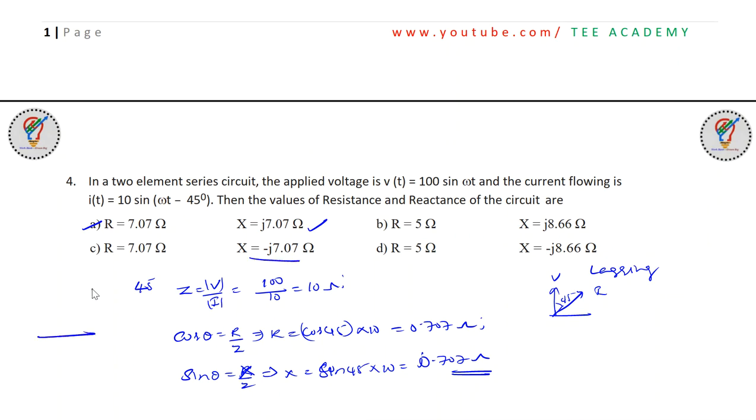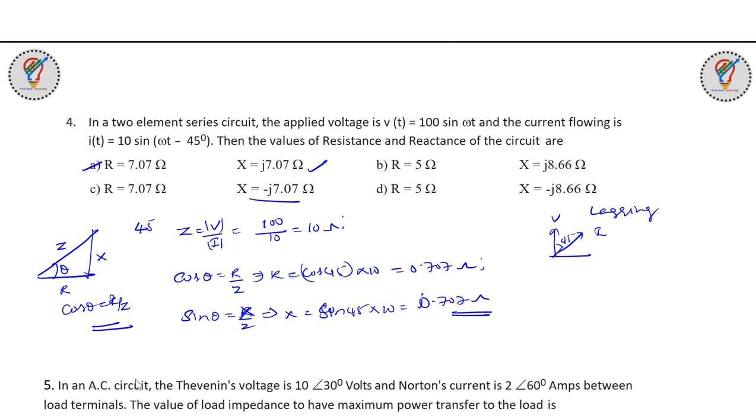If you want to know the triangle, you can draw the triangle like this. Here you can take the angle theta. This is R, this will be the reactance X, and here we have Z. So from this we can say cos theta is equal to R by Z. Now we'll move to the next question.